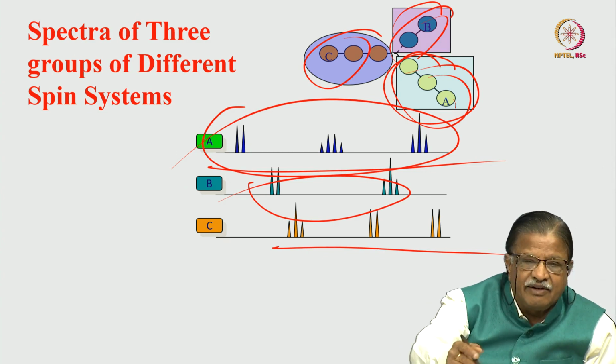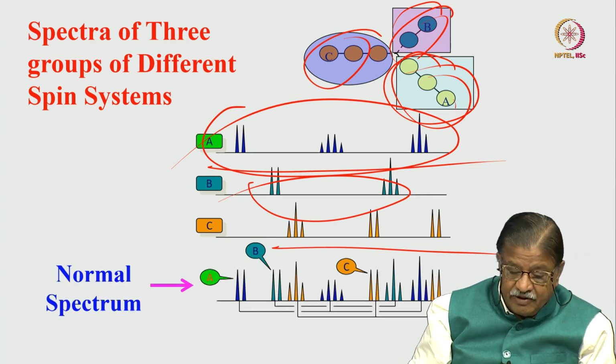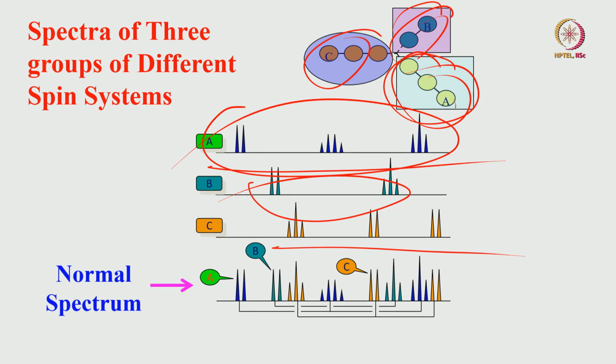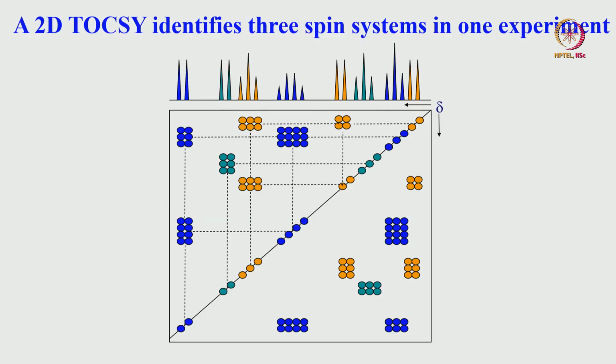You don't get all of them individually. All of them are superposed and you get a spectrum. This is the conventional spectrum you get for this molecule. If you take the NMR spectrum, this is a conventional spectrum. So, what we will do is, I will take this molecule and run a TOCSY.